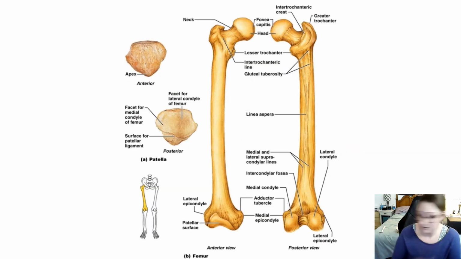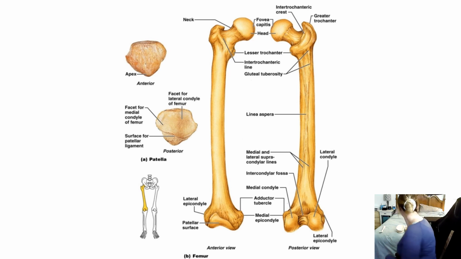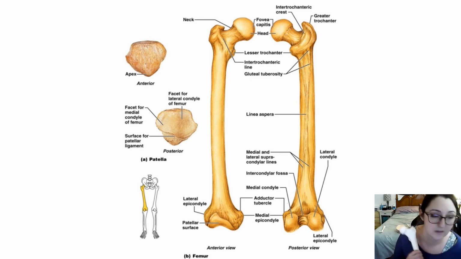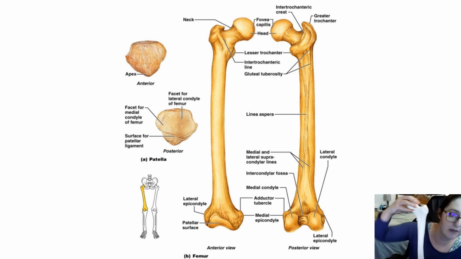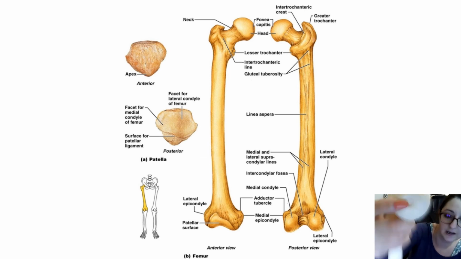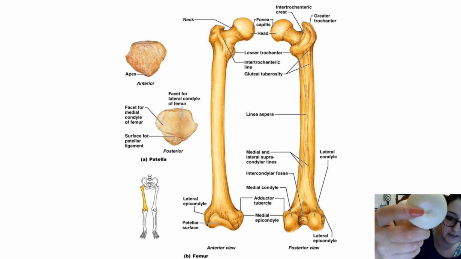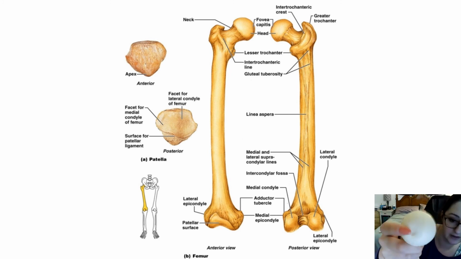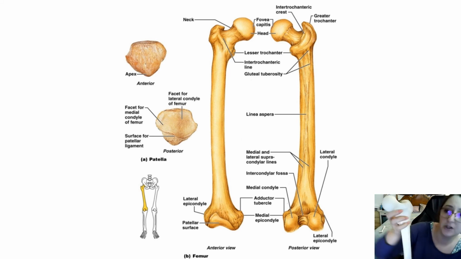So moving on to the femur. So you do have the head of the femur, and then if I can get you to see this, there's a little divot right here at the head of the femur called the fovea capitis. You have the neck of the femur. You have the lesser trochanter.